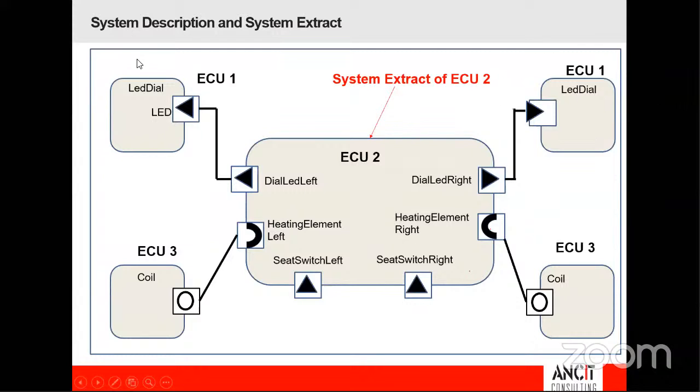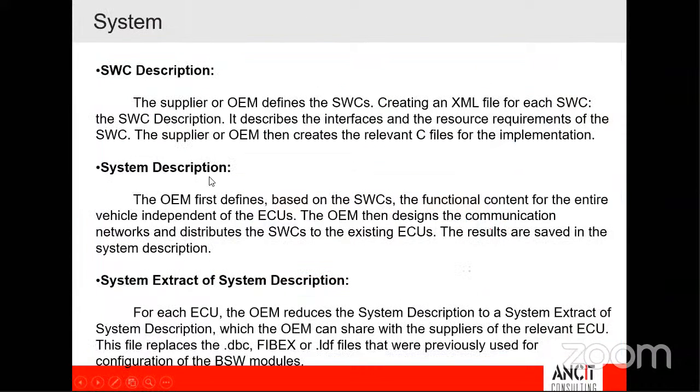So the whole objective of the system description is to explain how these software components are connected and where they are located, how they are distributed among the electronic control units, and how they establish a connection, an end-to-end connection. So this is the whole objective of the system description file. So if you go back, the OEM, once he defines the functionality of the software components, the next step is he will design the communication network and distribute the software components to the different ECUs. So that is called a system description file.